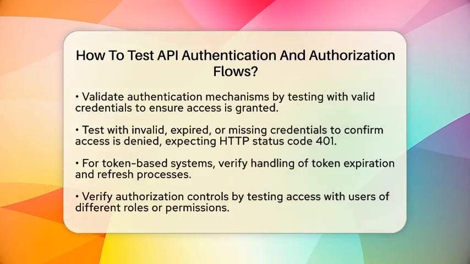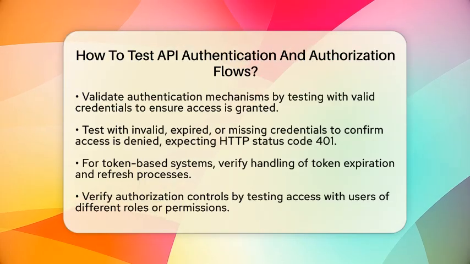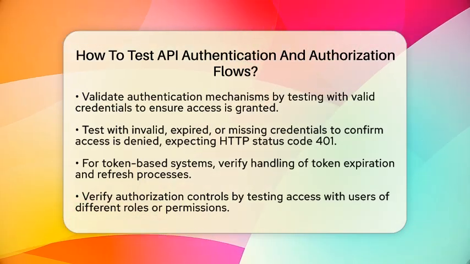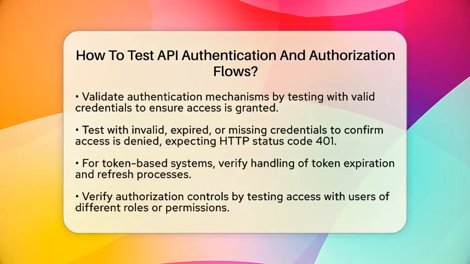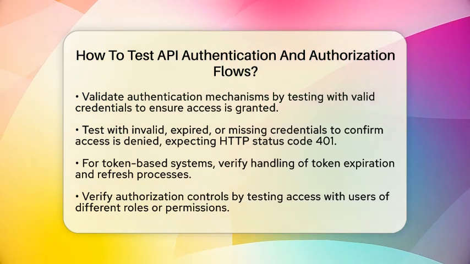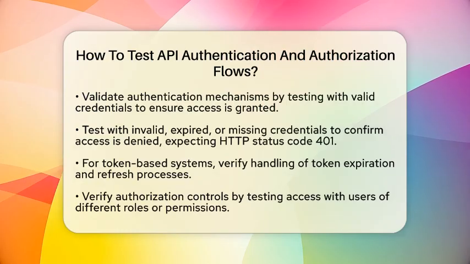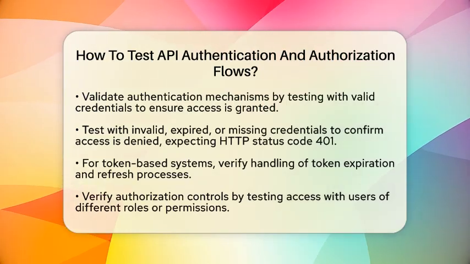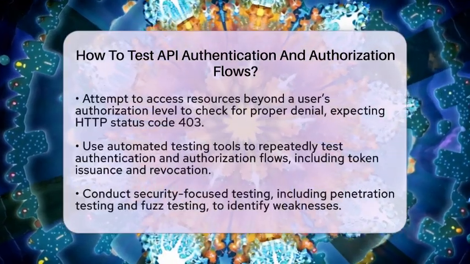Attempt to access resources that exceed a user's authorization level to ensure the API correctly denies access, typically returning an HTTP status code 403 forbidden access. Check that role-based or attribute-based access control rules are enforced as intended.